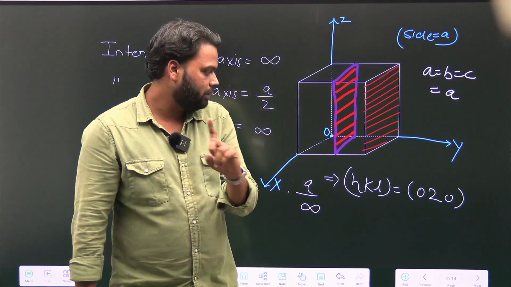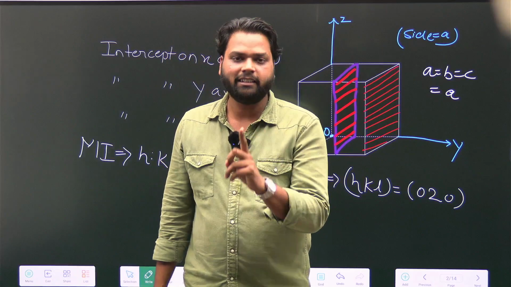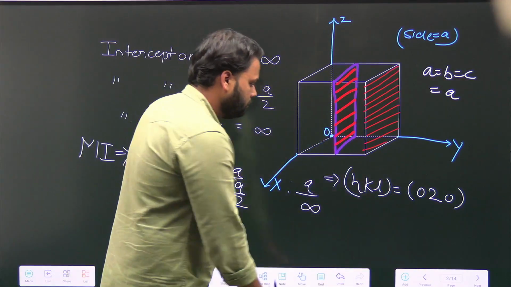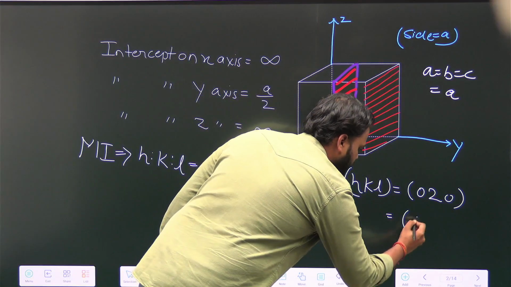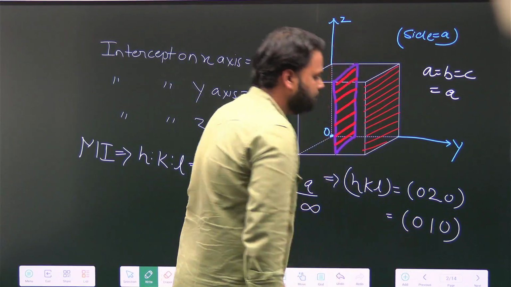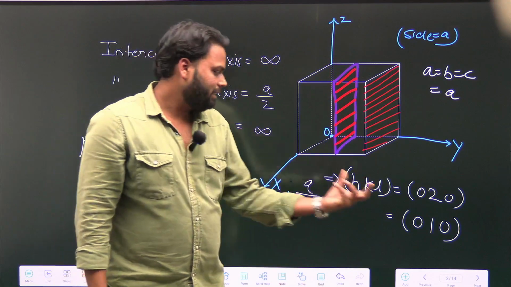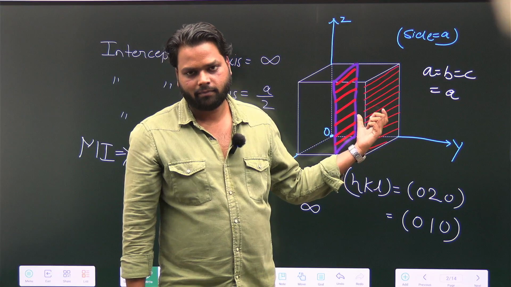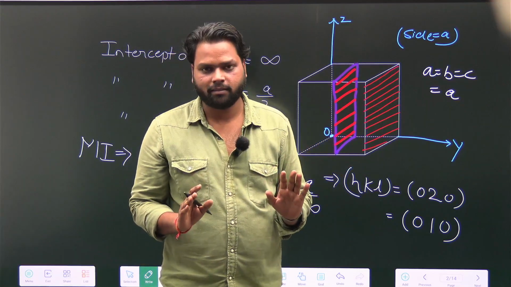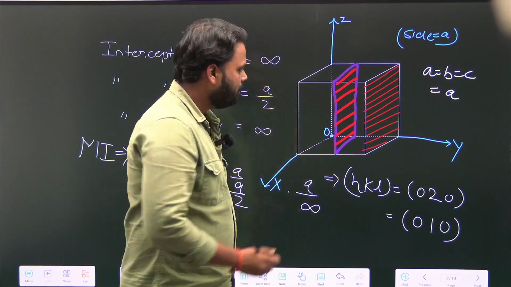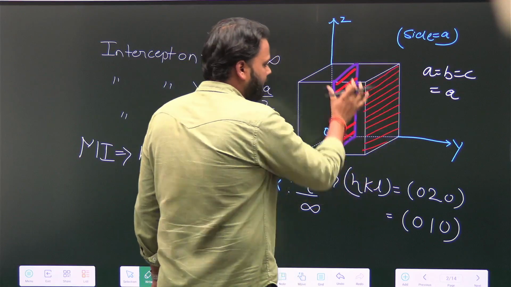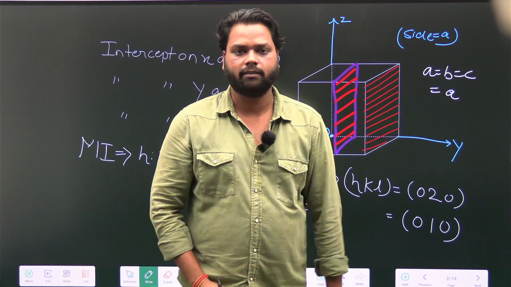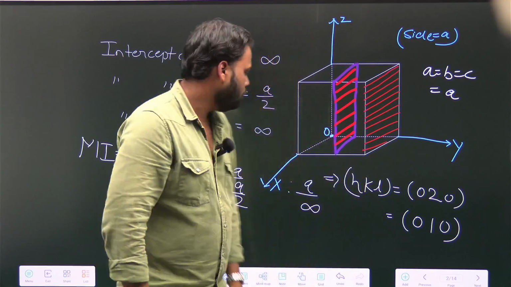But I told you, just convert it into the least integer. Divide all 3 by 2. तीनों को 2 से divide कर दो. So it will be 0, 1, 0. Are you getting the same Miller indices which you got for this plane? Clear hai na? Okay. So for this plane and for this plane we are getting the same Miller indices. Okay, let's do one more.